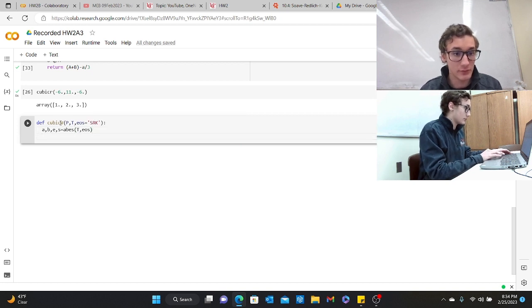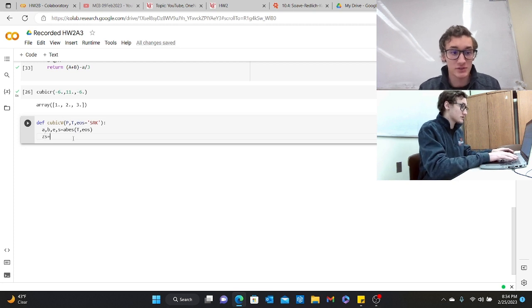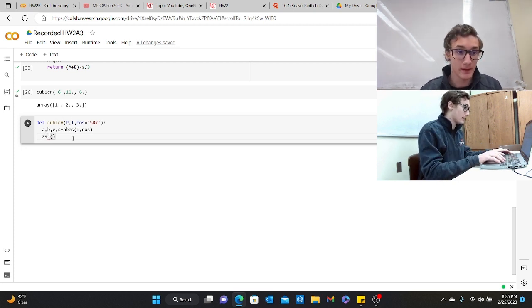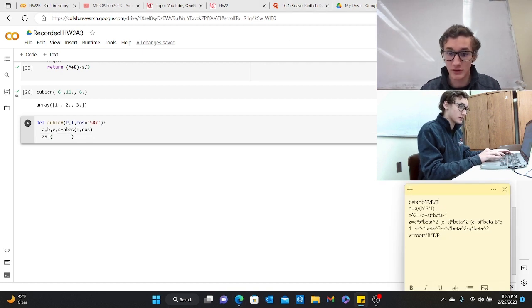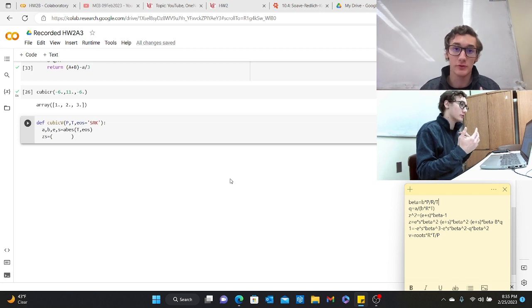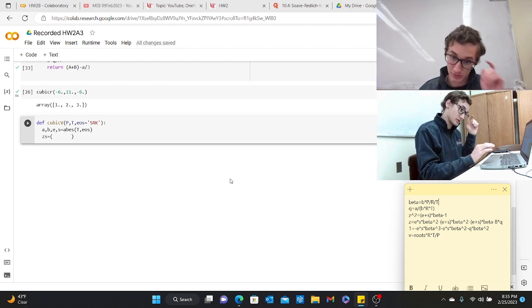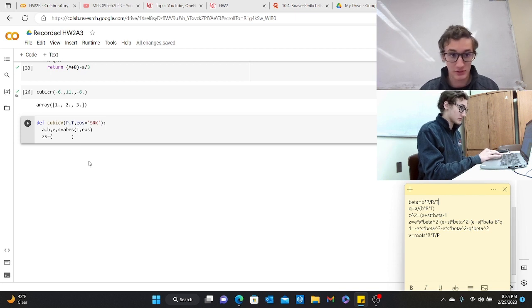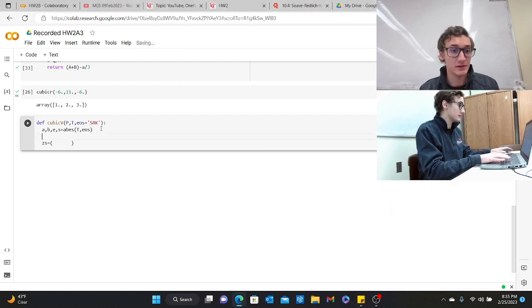Okay, so we have this. Now let's call our function ZS, which is going to have all of our roots. This is going to be big, so heads up. So we're going to first start with our Z squared, because what we know with the cubic root is x, the third is 1. So we're going to do this. Oh, we have to actually define beta and Q first, so this is going to be even more messy.